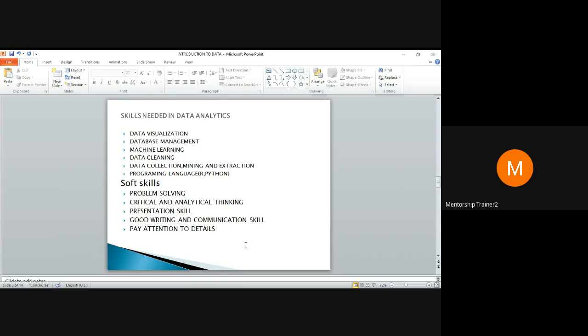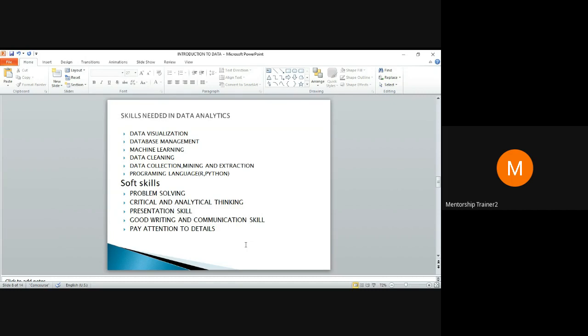Database management, being that our area, we considered what is feasible in our environment. Most companies use relational database system. So that's why we are going to be training you people on SQL. SQL is a language which you use to query a relational database system.